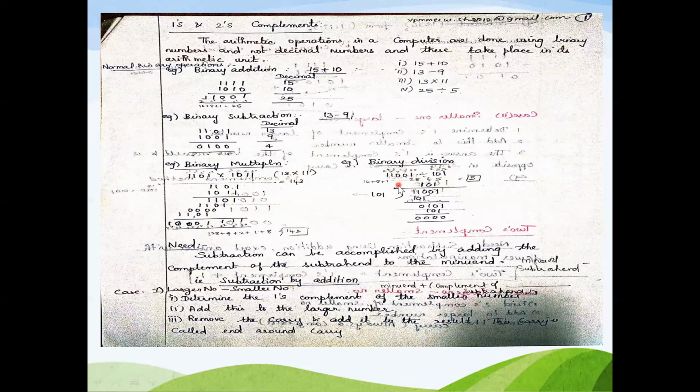So 25 I have converted into binary, 5 decimal I have converted into binary, and I have done the division process, the usual division procedure which we follow for decimal numbers. So here I got the remainder as 0 and I got the quotient as 101, which represents the value of 5. So 25 divided by 5 is equal to 5. So these are the basic operations regarding the binary numbers. Next we shall move on to the complement.